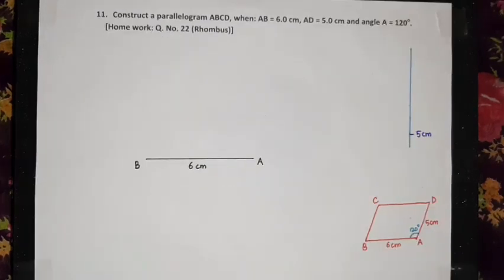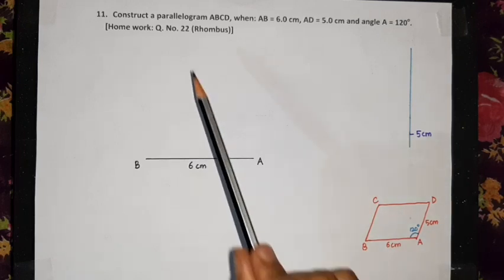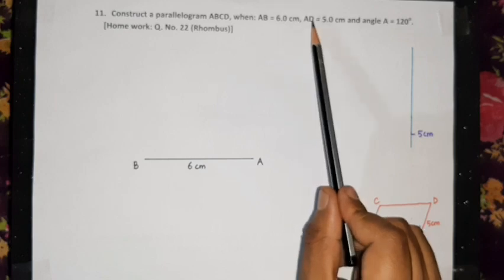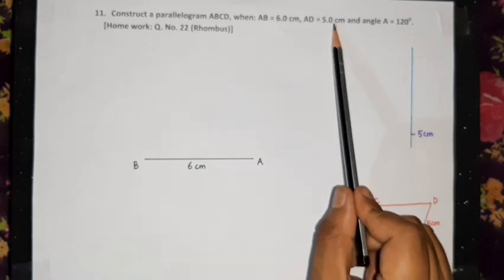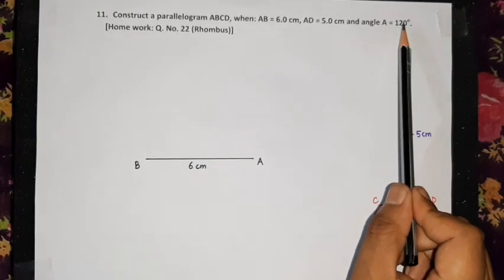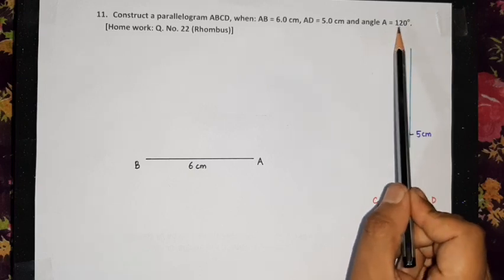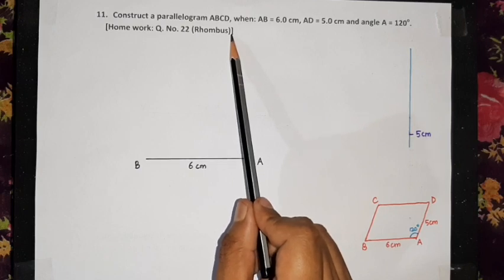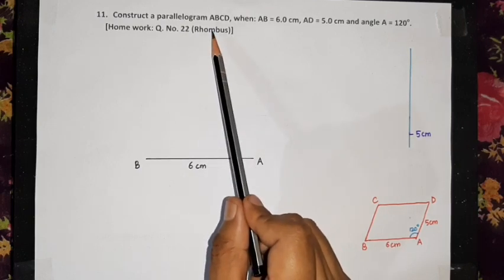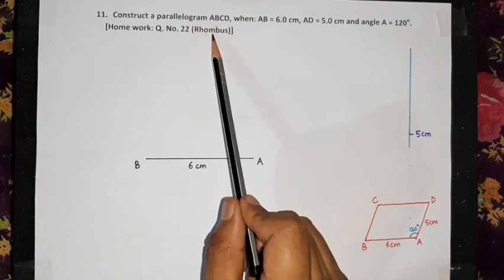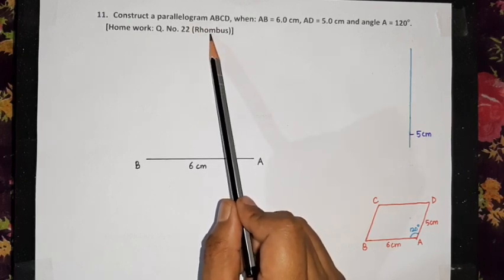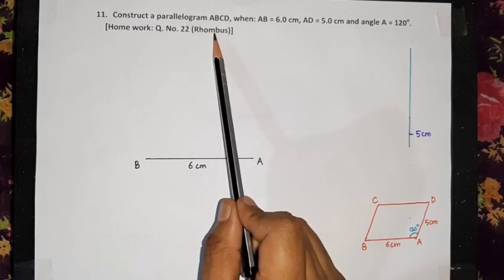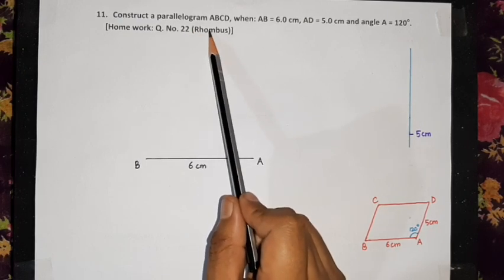Okay, let's go to the 11th question. So the question says, construct a parallelogram ABCD where AB is 6.0 centimeter, that is 6 centimeter, AD is 5.0 centimeter, that is 5 centimeter, and angle A is 120 degree. So there's a homework given to you for rhombus, and the question number is 22. We know that rhombus is also a parallelogram, but here all sides will be equal. So both are the same figure, but in rhombus all sides will be equal.